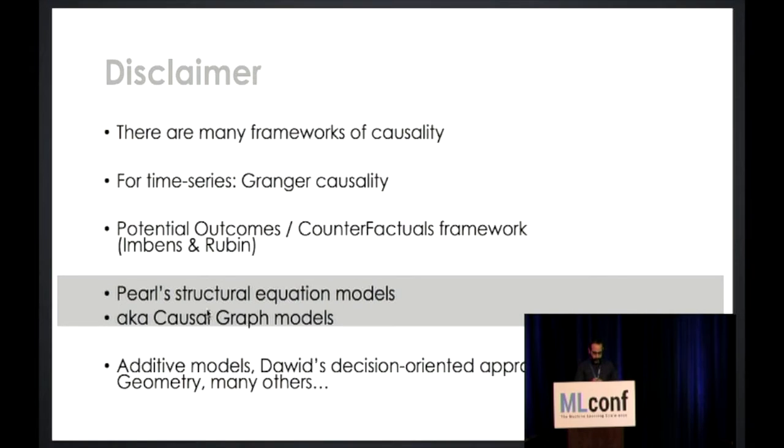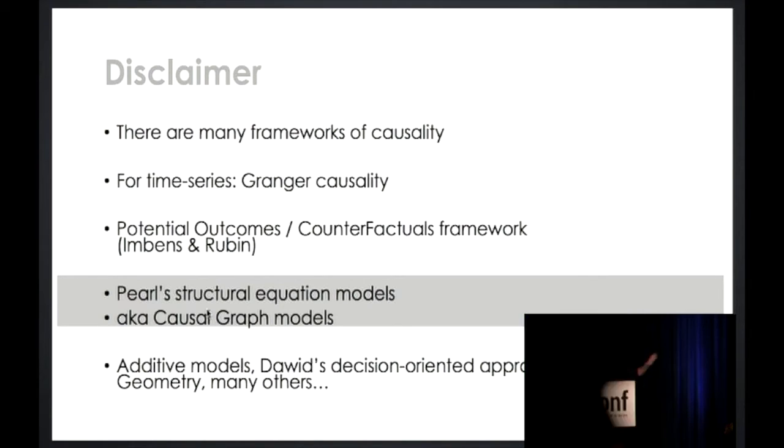Disclaimer: there are many frameworks for causality, and it's not a particularly friendly field to read about because it splits across many different disciplines: statistics, machine learning, philosophy. Actually, many of the people I will be talking about are in philosophy departments. The first one is Granger causality. That relates to time series data. I won't be getting into that at all.